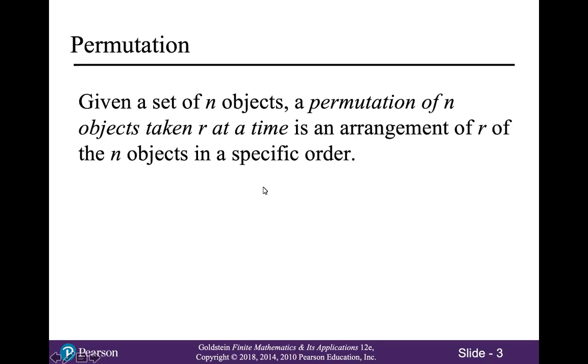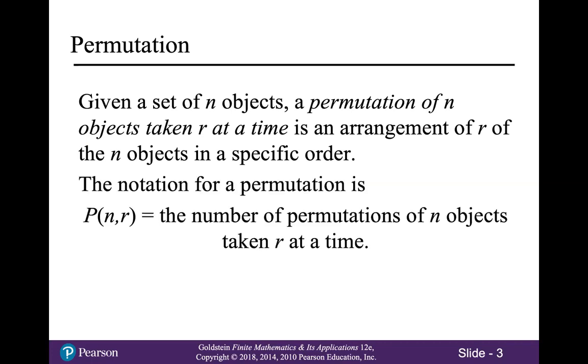All right, so starting with a permutation, given a set of n objects, a permutation of n objects taken r at a time is an arrangement of r of the n objects, and here come the most important words, in a specific order. The notation for a permutation is P(n, r), which I will sometimes read as P of n r, which is the number of permutations of n objects taken r at a time.